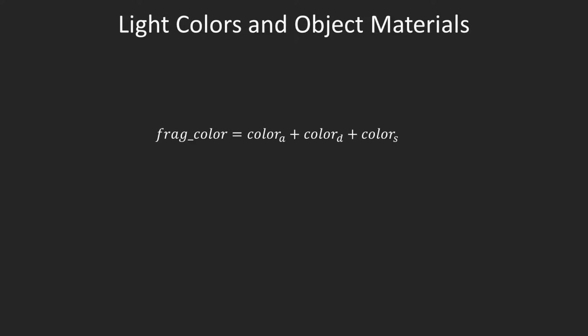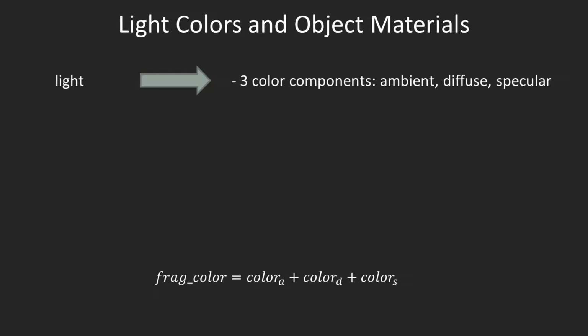I said before that lighting involves the object's material and the light's color. The final color of the pixel in the fragment shader is the summation of the three components that make up the light: color of the ambient, color for diffuse, and color for the specular. To keep things simple, I've just been using a single vec3 to represent the color, but we can do better.